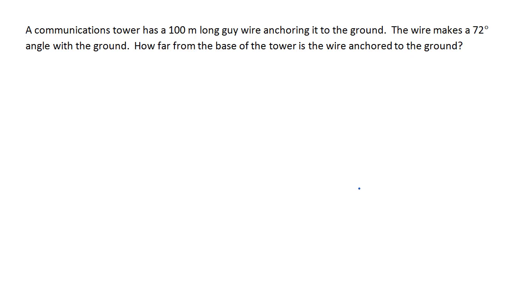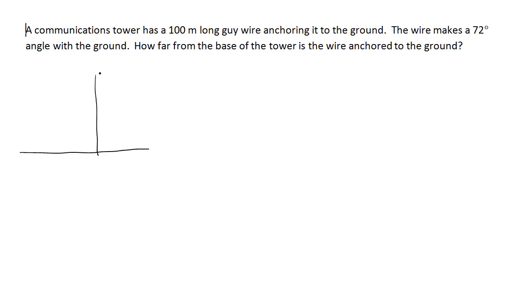In our last example here, we are given a word problem. A communications tower has a 100-meter long guy wire anchoring it to the ground. The wire makes a 72-degree angle with the ground. How far from the base of the tower is the wire anchored to the ground? A good way to help us understand this question and know what we need to do would be to draw a diagram. So we're going to start by drawing a diagram.